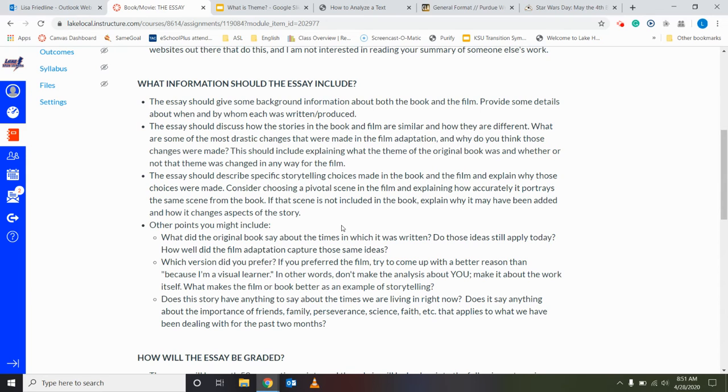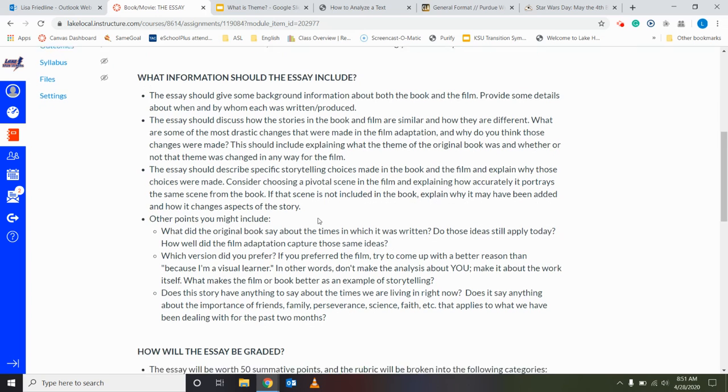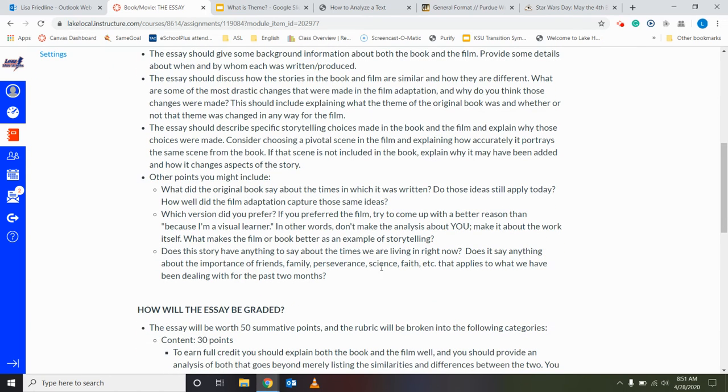If there's a scene in your film that was not included in the book, why might they have added that scene? How did it change the aspect of the story? And make sure you include that too. So think about other points that you might include. What did the original book say about the times in which it was written? And do those ideas still apply today? How did the film adaptation capture those same ideas?